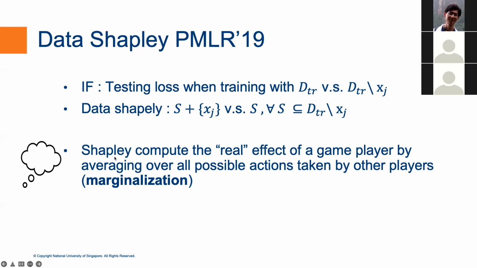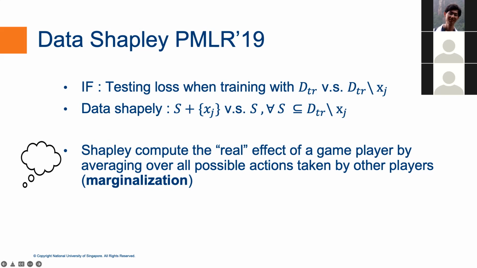The basic idea of Shapley is that it tries to compute the real effect of a game player by averaging over all possible actions taken by other players. These players here, I think, mean each training sample in our scenario. So this is the idea. This is like the idea of marginalization. We are trying to marginalize out the real effect of xj.